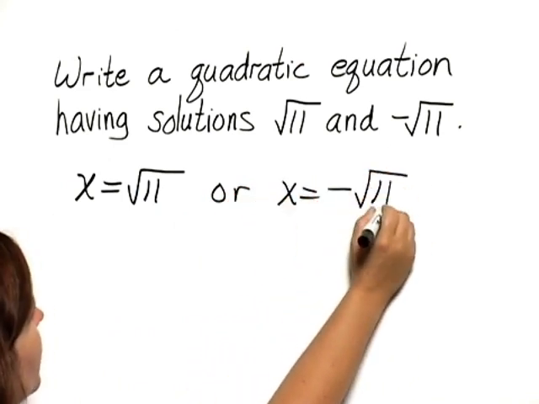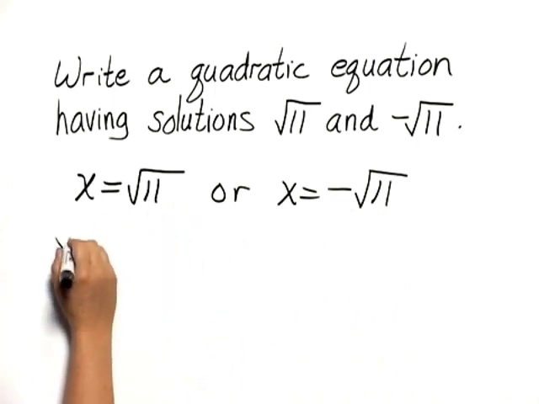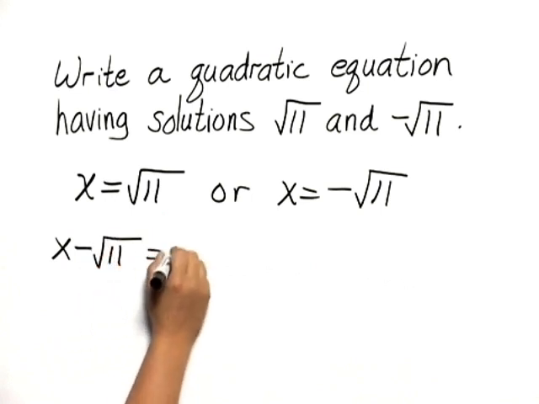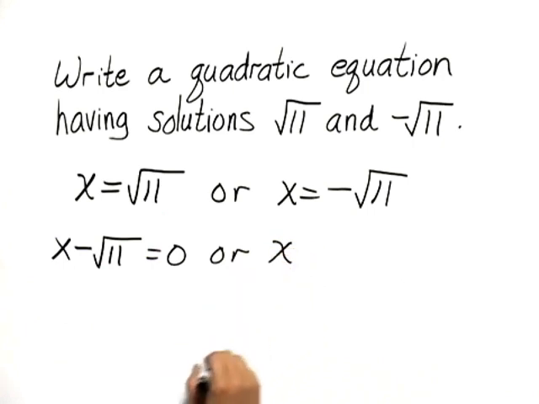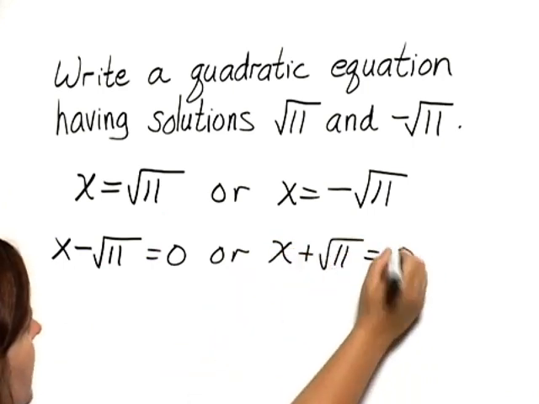square root of 11. Now if this was true, if we subtract the square root of 11 from both sides, we would get x minus the square root of 11 equals 0. Or, here adding square root of 11 to both sides, x plus the square root of 11 equals 0.